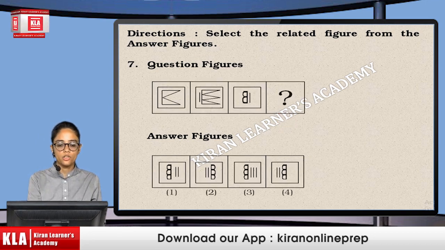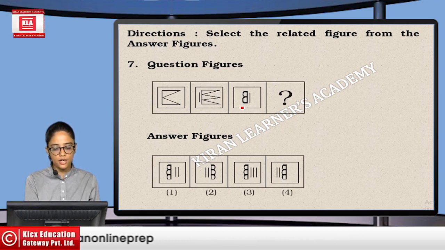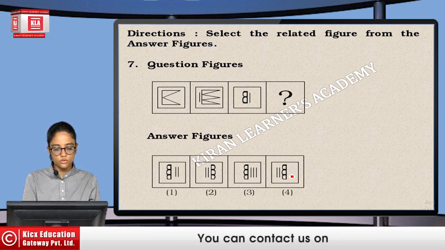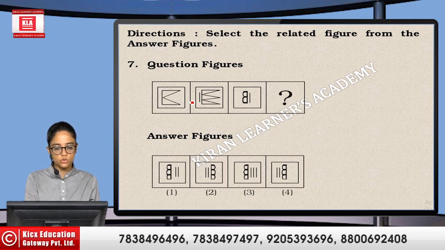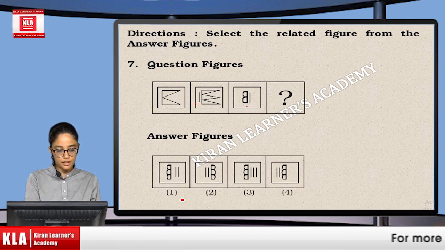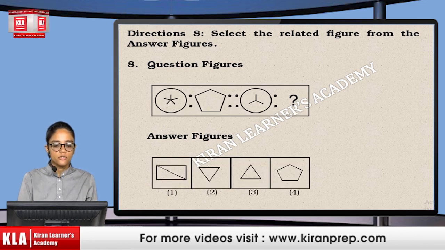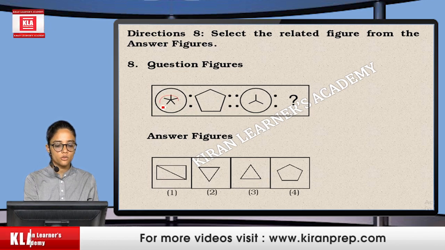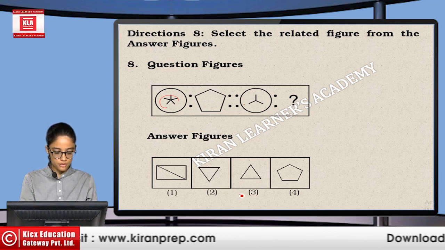Next we have 2 triangles which have converted into 3 triangles. Similarly, in this we have to convert it into 3 this way. Then earlier there was no line, it has increased by 1, so that means it should be increased by 2. So the answer will be the first one. Let's see the next one. We have 5 lines over here, so we have a pentagon. So if we have 3 lines, that means we should have a triangle. That means option number 3.